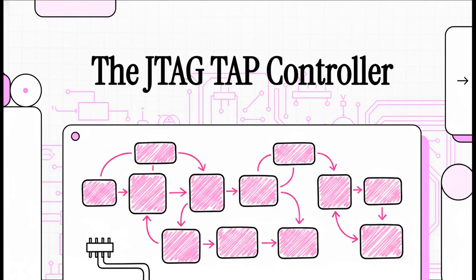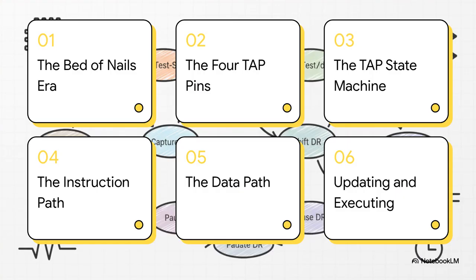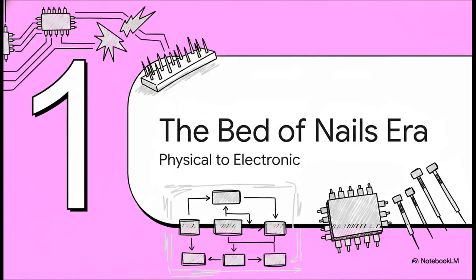Let's get into it. Here is our roadmap for today. We'll kick things off with the bed of nails era, move on to the 4 tap pins, and then lay out the TAP state machine itself. After that, we'll break down navigating the instruction path versus the data path, and finally wrap up with updating and executing. Quick and easy.